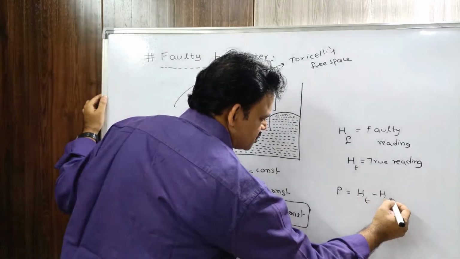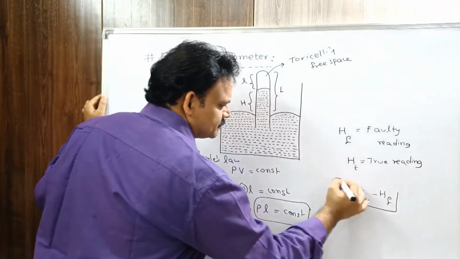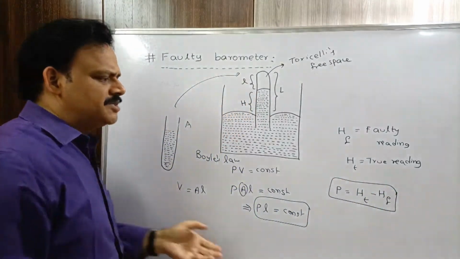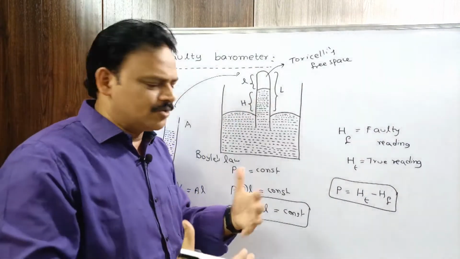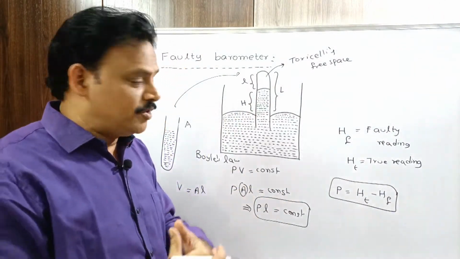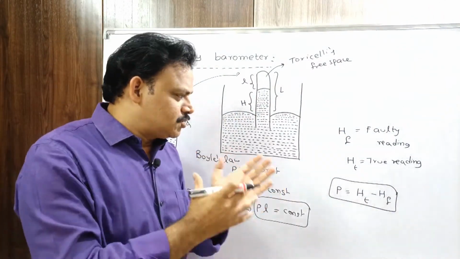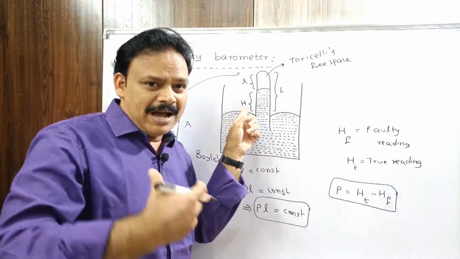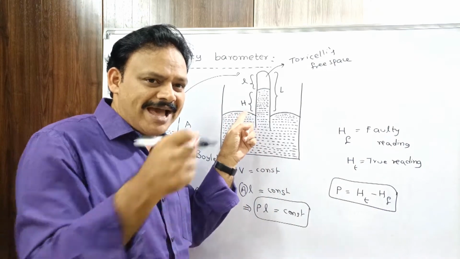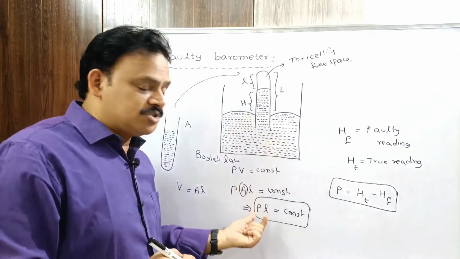Suppose there is no air trapped, what happens? Simple. P becomes equal to HT, and it will give exactly the correct reading. So no need to discuss all these things. But we need to get the correct reading. Even though it is showing a faulty reading, our aim is to find out the actual atmospheric pressure. That's why we are using Boyle's law.